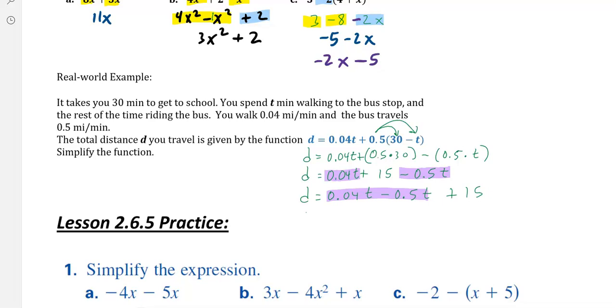Now, d equals, now 0.04 minus 0.5, what is that? That's negative 0.46t, and then plus 15. That's all we have to do. We're done. We don't have to solve it. We just had to simplify the function, and that is the function simplified.